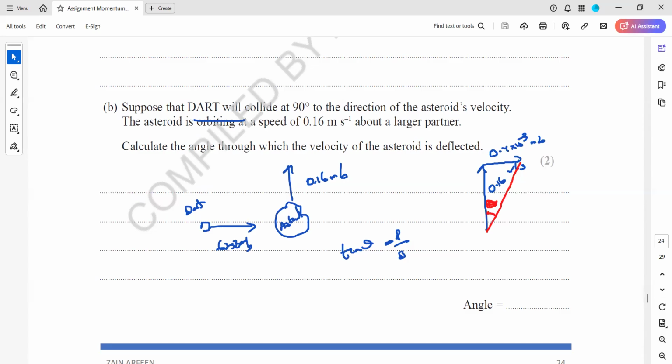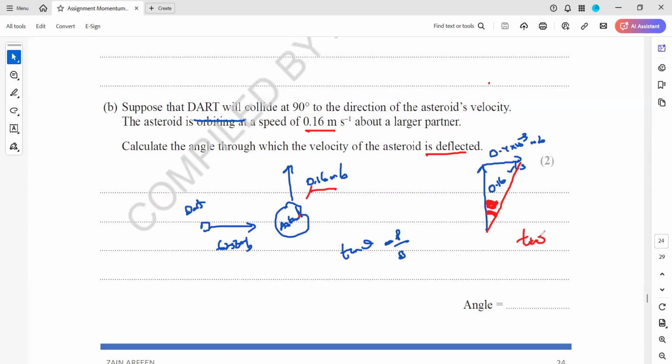According to the figure, as I mentioned, the dart is colliding at an angle of 90 degrees. But what we want: the asteroid is orbiting at a speed of 0.16 about a large partner. We need the angle through which the velocity of the asteroid is deflected, by what angle the velocity has changed for the asteroid. That is what we need. We need this theta. So this was 0.16, and the velocity of the asteroid has changed by 0.4 millimeter per second, or 0.4 exponent minus 3. So this will be theta.